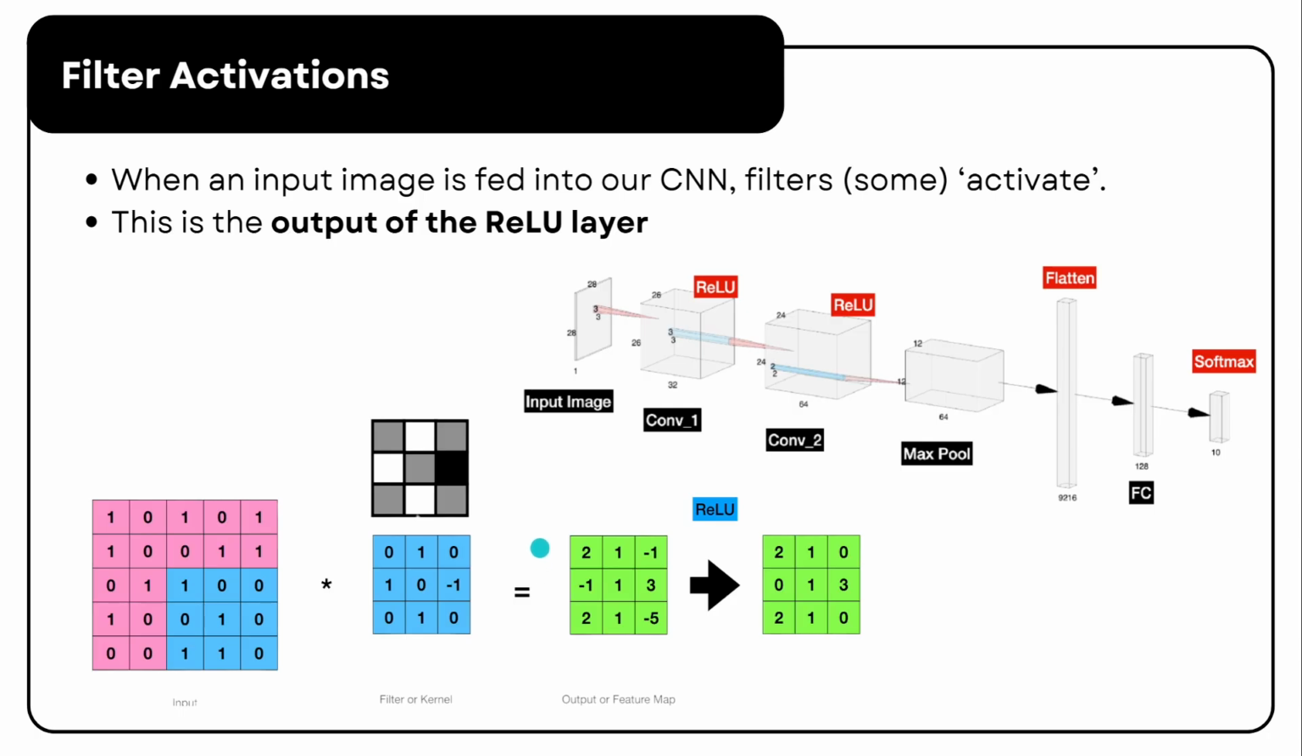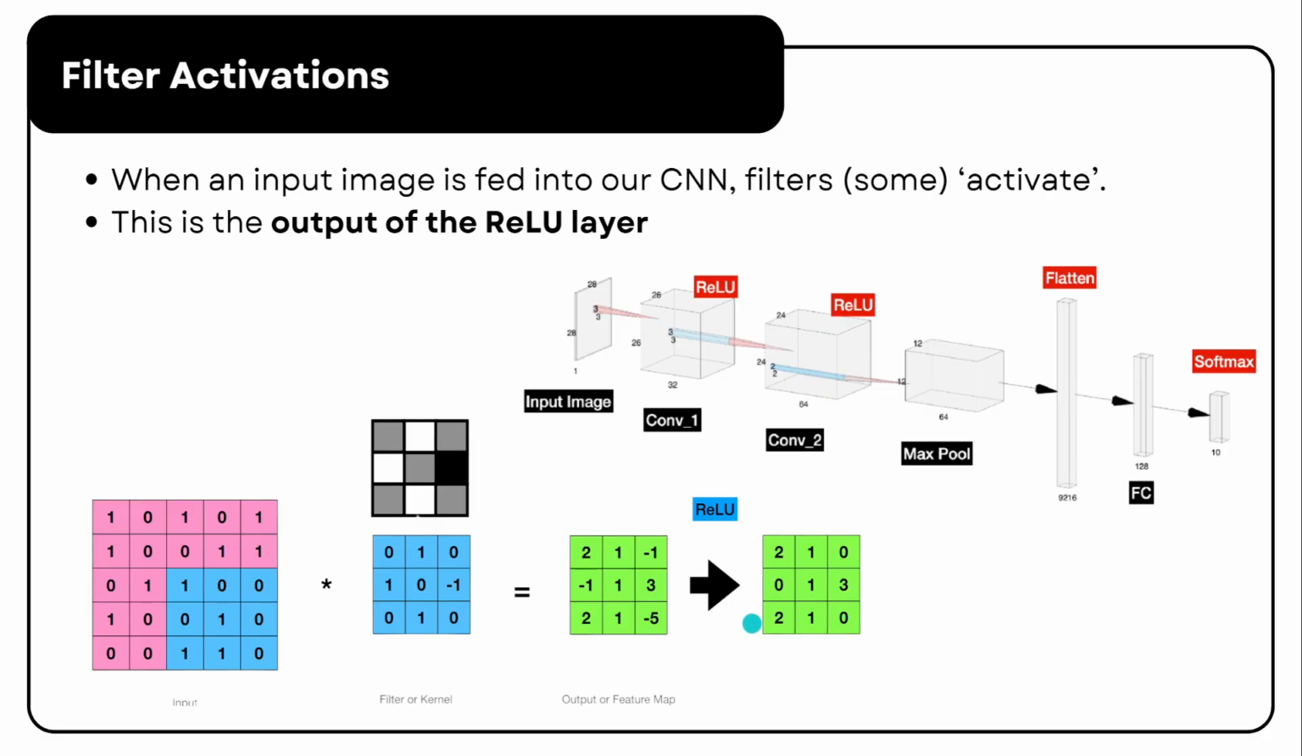Now here's where the ReLU comes in. After convolution, the ReLU, or rectified linear unit, is applied. It simply removes any negative values from the feature map, keeping only the positive activations. This is what you see with regards to using ReLU. It removes the negative ones here.